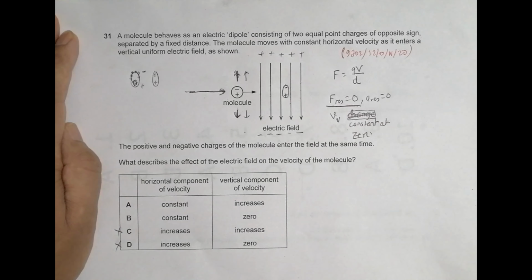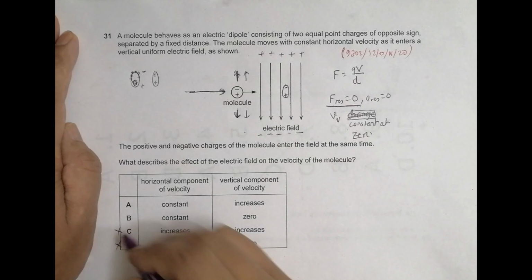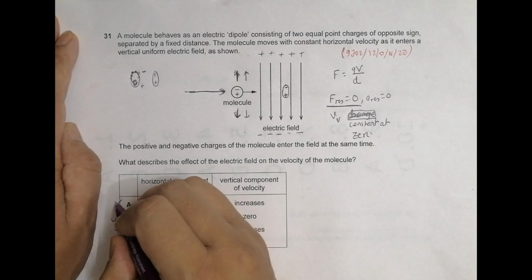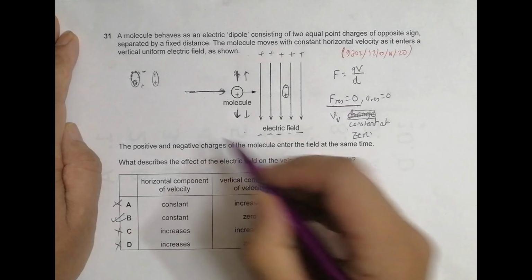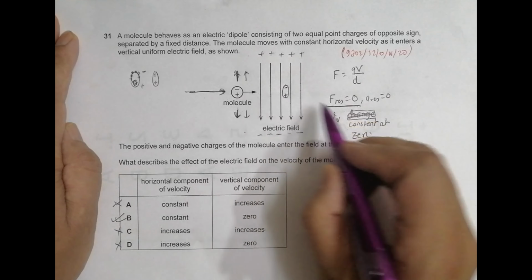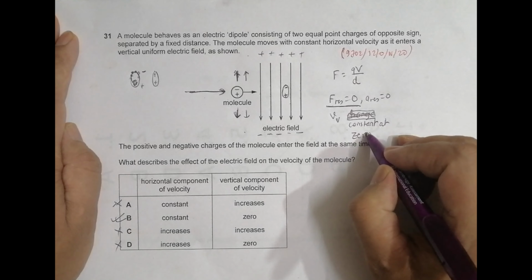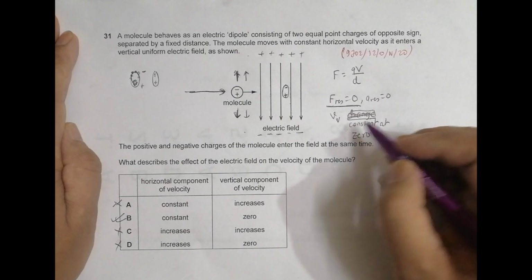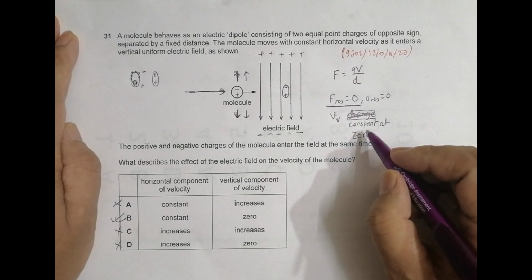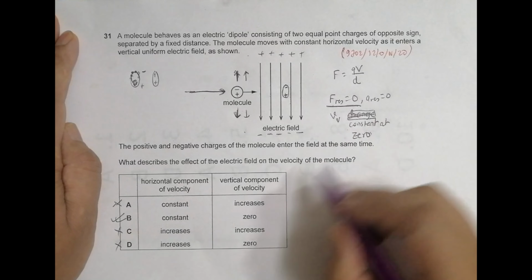So this gives us choice B as the correct choice, and A is incorrect. So when our dipole moves, its horizontal and vertical velocities are unchanged. Since the vertical velocity is initially 0, it remains unchanged at 0. So that's why the velocity also remains 0. So this is the answer to the question.